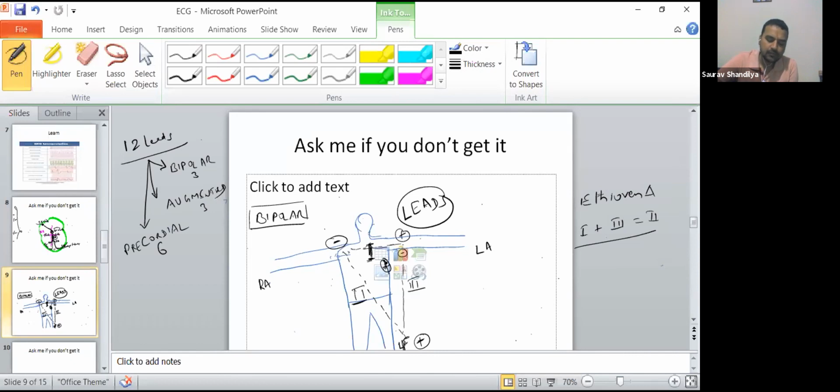With lead 1, we are going to see what? Always remember, we are going to see from the positive side. We want the current to come toward it, but it is customary to view it from the positive side. Connecting two arms in lead 1, what is happening from the positive side? Lead 1 is basically for your left lateral view, isn't it? It is for the left lateral view.